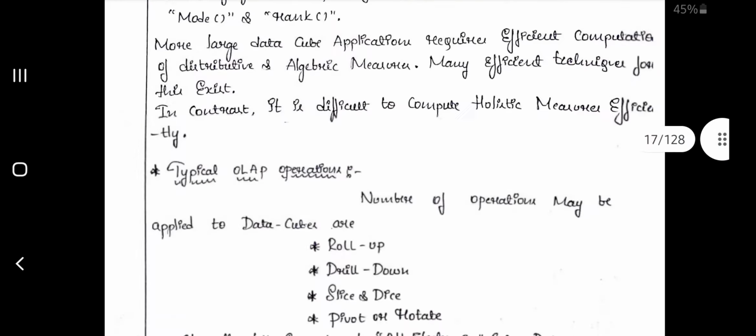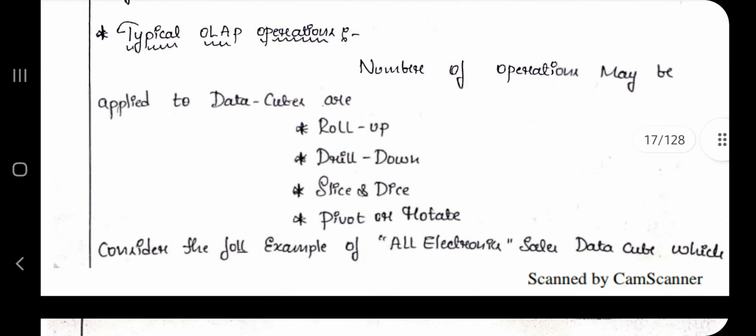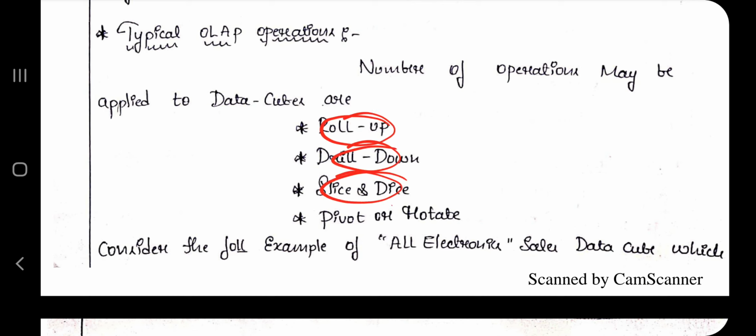4 OLAP operations, very simple. I will give you brief information on how you need to write the 4 OLAP operations. Remember this: roll up, drill down, slice and dice, pivot or rotate. Okay, so what is roll up?